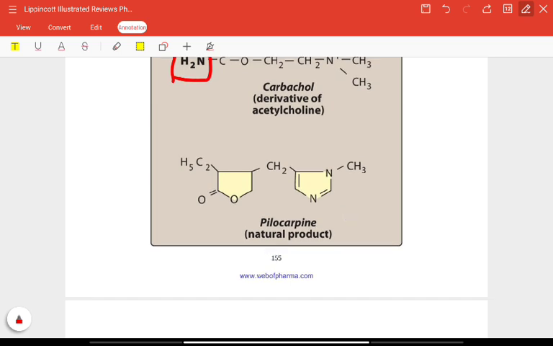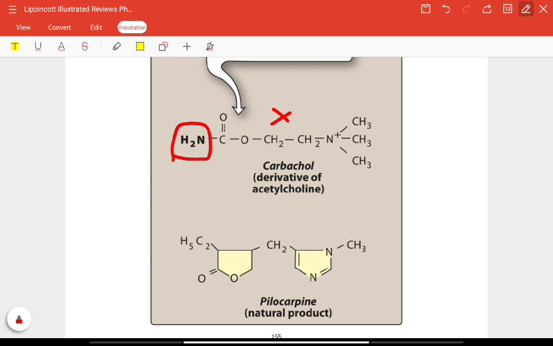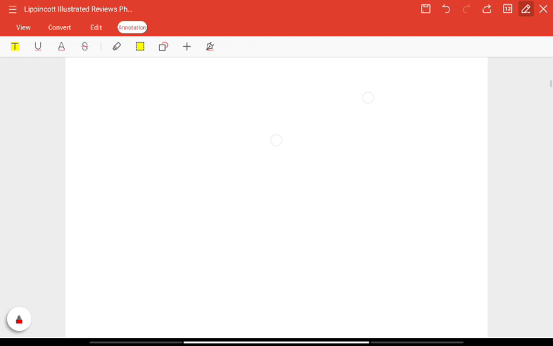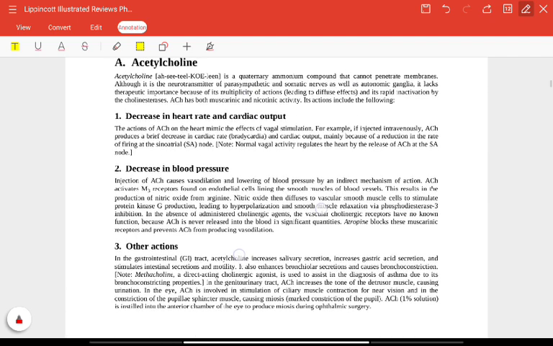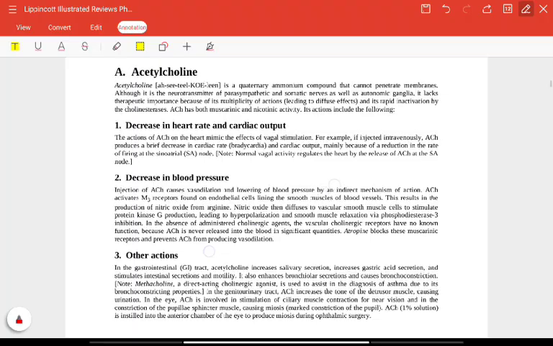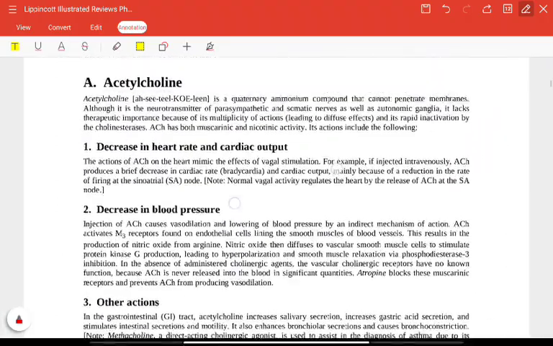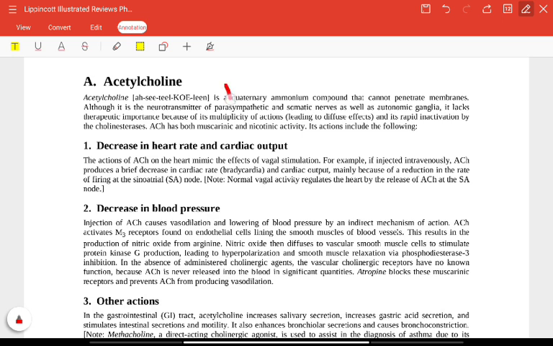Pilocarpine is a natural product, and you can see there are two rings in pilocarpine, with ethyl and methyl groups here. Now, first we are going to study acetylcholine in depth. Acetylcholine is a quaternary ammonium compound, with four carbons, and it cannot penetrate the membranes because it is a large structure.